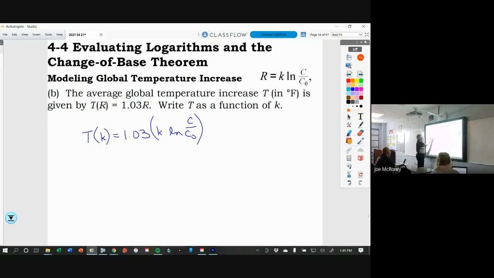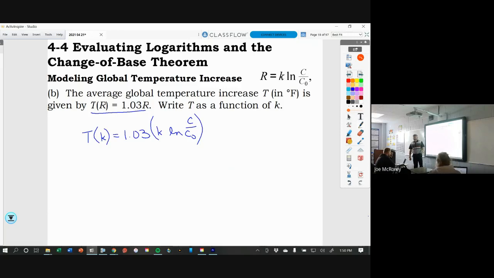I took this equation and I changed the R to make it a function of K. How did you connect the 1.3? It's not connecting, right? It's right there. It's multiplied by the R.